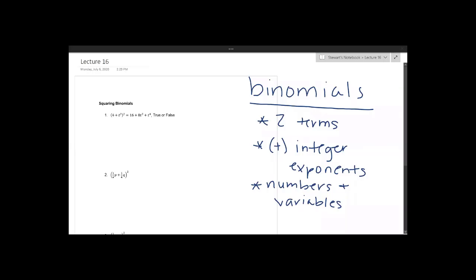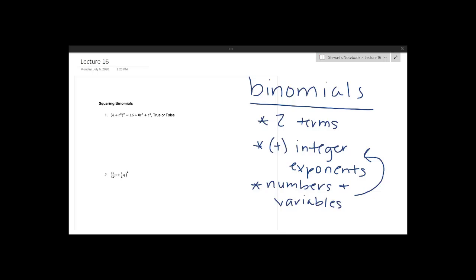Welcome back, everyone. Today we're going to be talking about squaring binomials. Just as a quick reminder, binomials have two terms. Those terms are separated either by addition or subtraction. They can be comprised of numbers and variables. And when you're talking about the variables, they have to have positive integer exponents only. So no fractional exponents, no negative exponents, only positive integer exponents are allowed with the variables. So that's a quick refresher, and now we can move into squaring them.